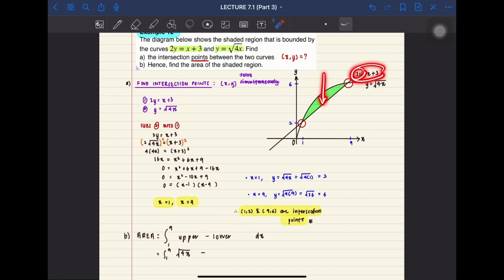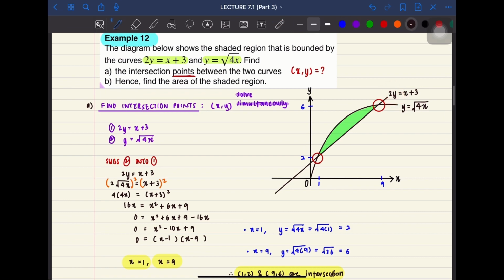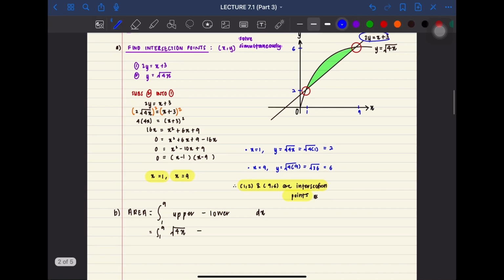Okay, tapi ada 2 Y dekat situ. So kita tak nak ada 2 Y. So kita nak Y. So kena cari Y sama dengan berapa. Okay, so Y sama dengan (x plus 3) over 2. Okay, so ini yang kita akan letak dalam graf kita. Sorry, dalam function kita. So (x plus 3) over 2 dx.